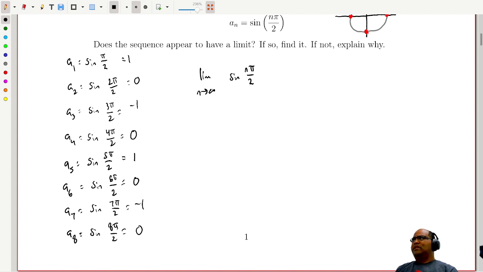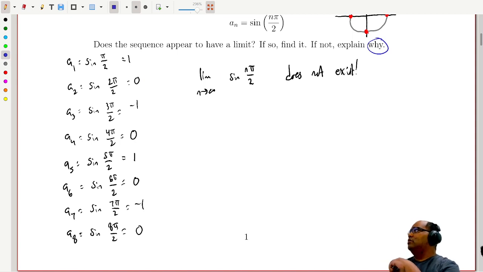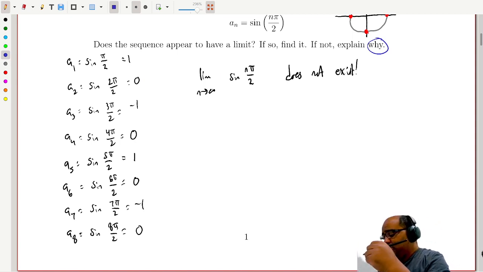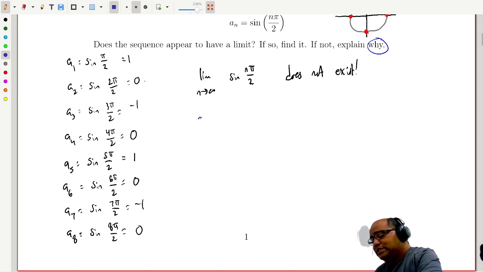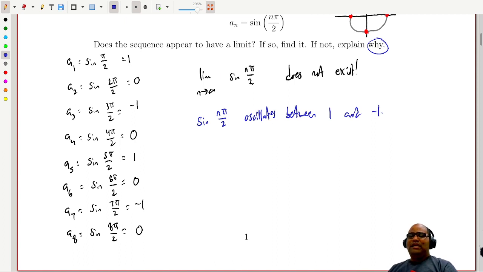And the thing is, that limit does not exist because we have this oscillatory behavior. This does not exist. Now the question here is why? Why does the limit not exist? Well, let's think about it. Sine of n pi over 2 oscillates between 1 and minus 1. It doesn't settle.